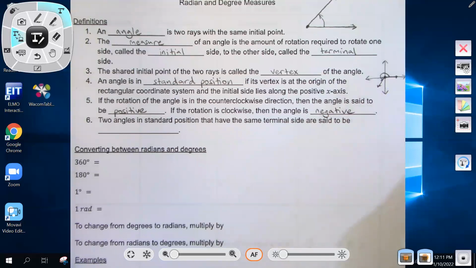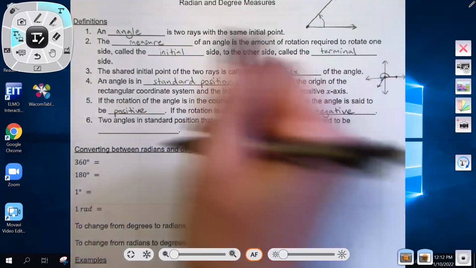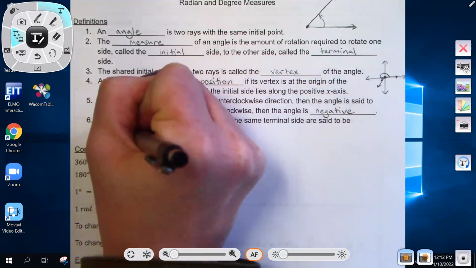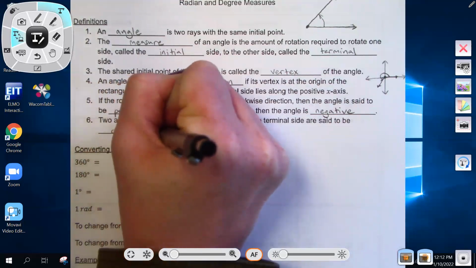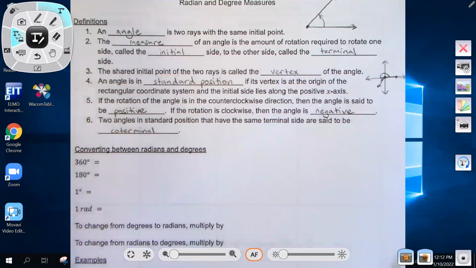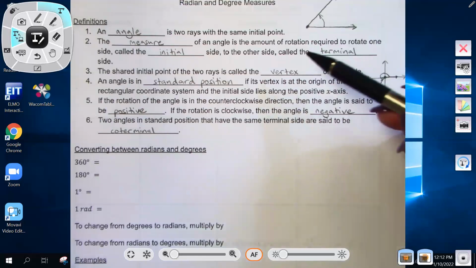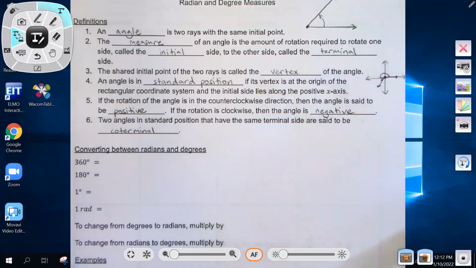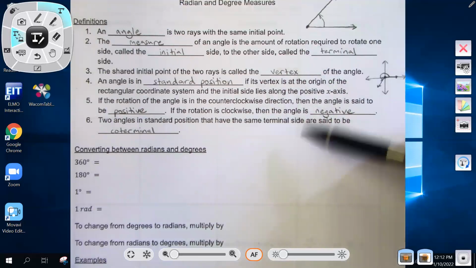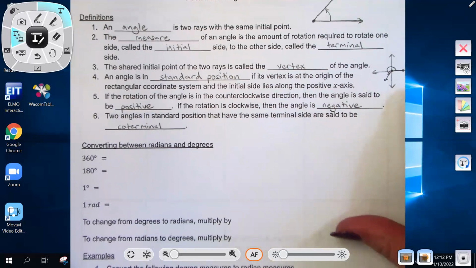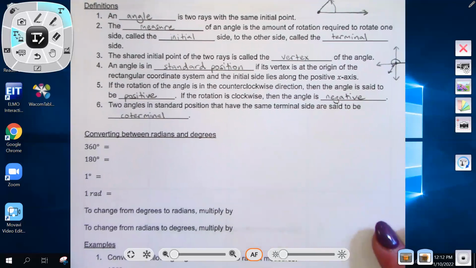Number six, two angles in standard position that have the same terminal side are said to be coterminal. A lot of these things will become a lot more clear the more that we talk about them and use them in examples. But I just wanted you to have all of those definitions in one spot.